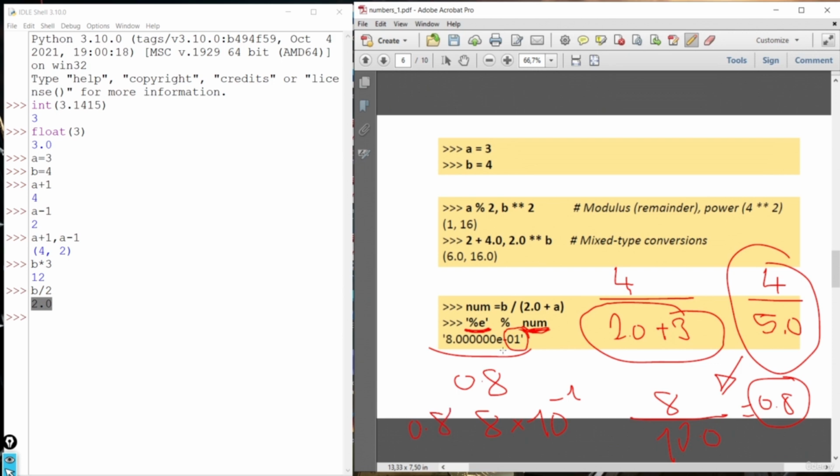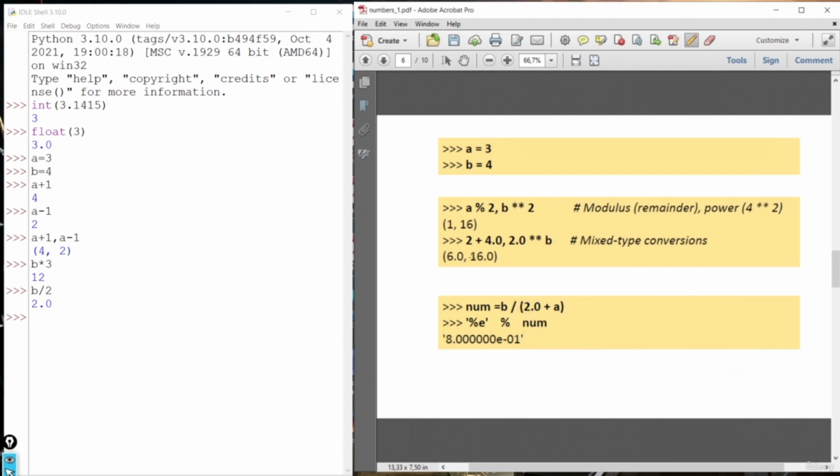Okay, proceed more. But before proceeding more, let's try some of these. For instance, this is new to us. We can try it. a percent 2, the result is 1. If I type a percent 3, the result will be 0. Okay, let me also try this one.